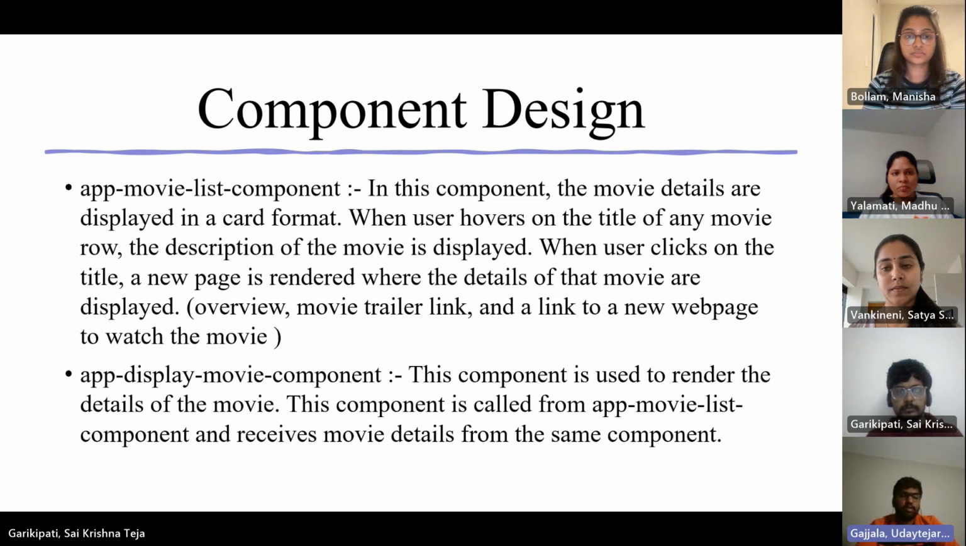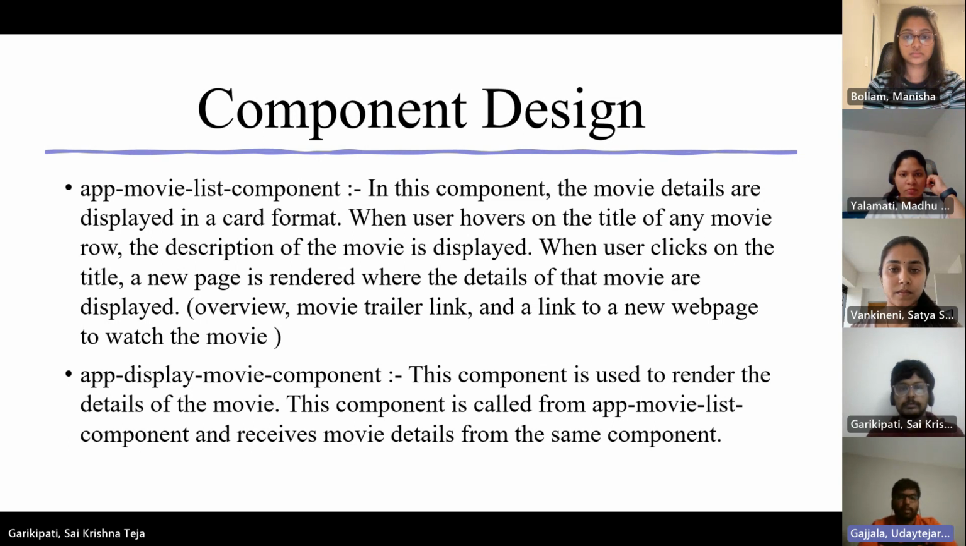And coming to the next component, which is the movie display application, the display movie component, this component will be called from the previous component. It will show the details of the movie. This component is called from the application movie list, and it receives more details. Even though it is a part of the same component, it displays more specifically the trailer link and the genre of the movie, in particular whatever attributes are associated with the movie component. It displays them in its web page in detail.